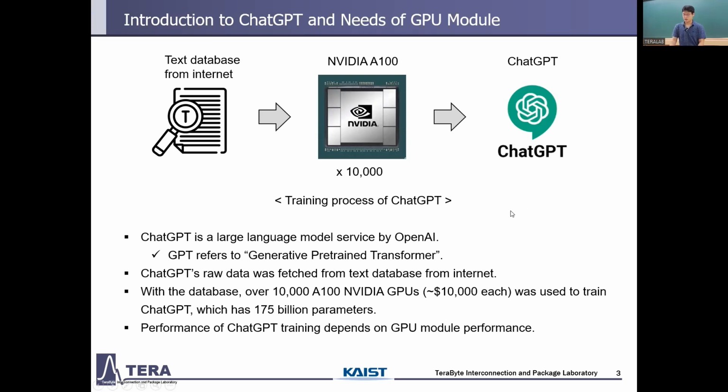So ChatGPT is a large language model serviced by OpenAI, and this GPT here refers to Generative Pre-trained Transformer. ChatGPT's raw data is fetched from the text-based database from the internet, shown on the left. And with this database, over 10,800 GPUs are used to train this ChatGPT, which has about 175 billion parameters. So the performance of this ChatGPT hardly relies on the performance of GPUs.